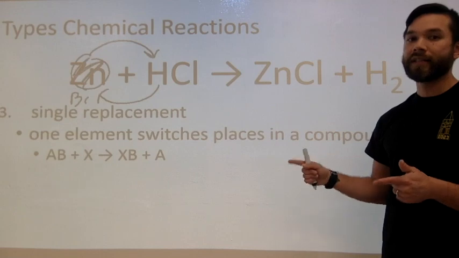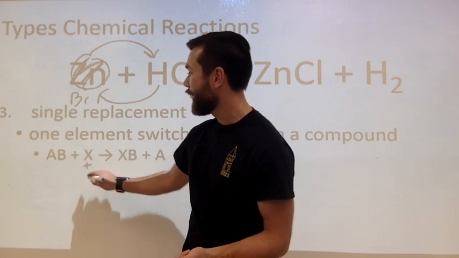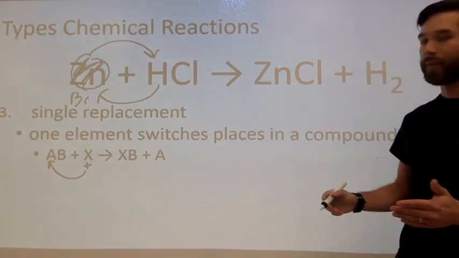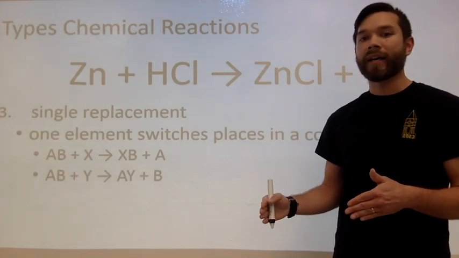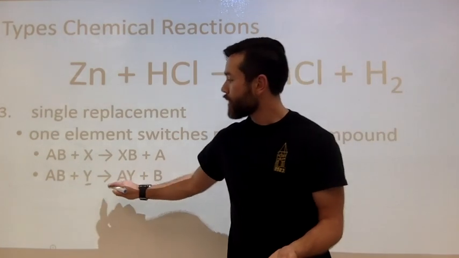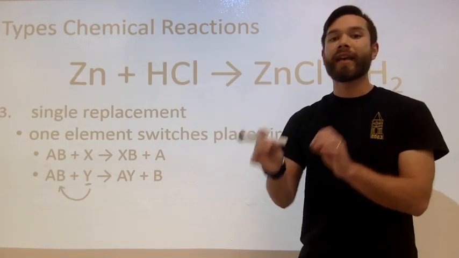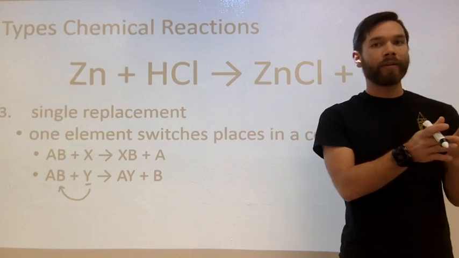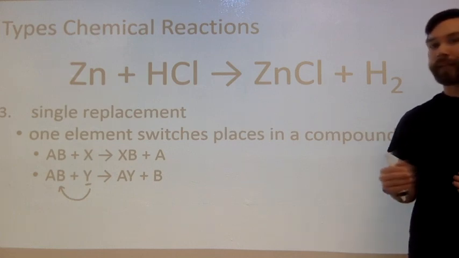AB plus X yields XB plus A. So what that would mean is if you have a positive ion, it can switch places with the other positive ion, right? So think about what their oxidation numbers are. The other way of looking at it is AB plus Y yields AY plus B. And so this Y must have a negative oxidation number so that it can switch in to the second position, because the first spot is always a positive ion, the second spot is always a negative ion. So if you have an element plus a compound yielding a new compound and a new lonely element, that's going to be a single replacement reaction.